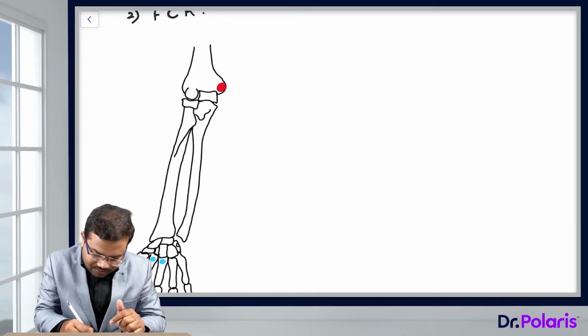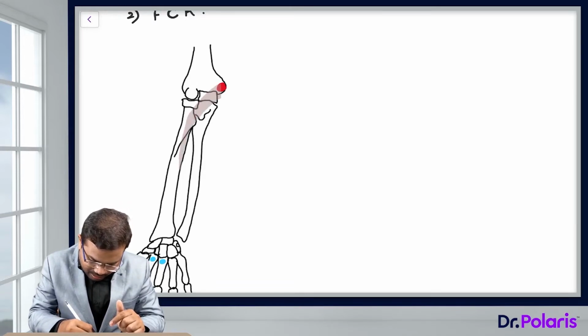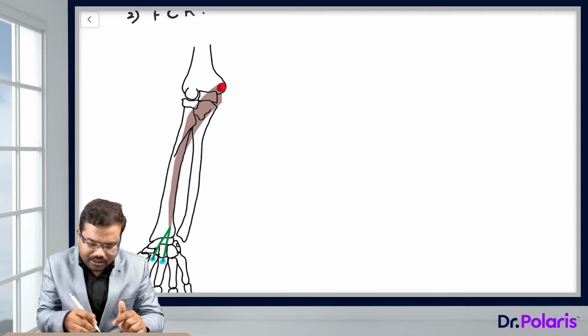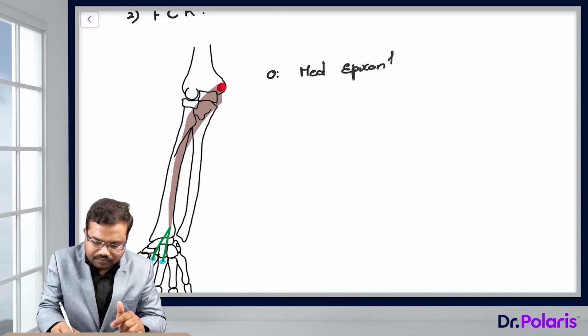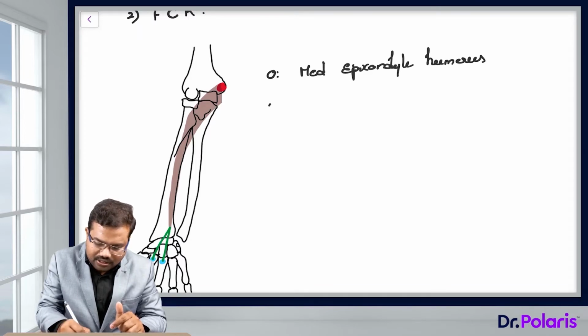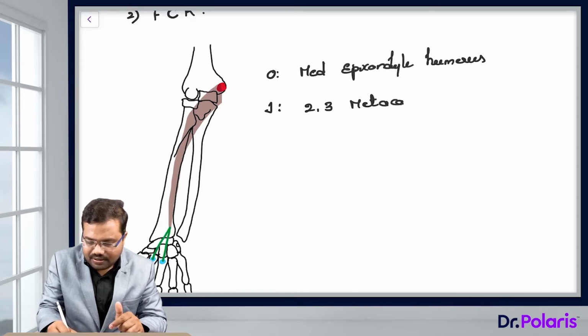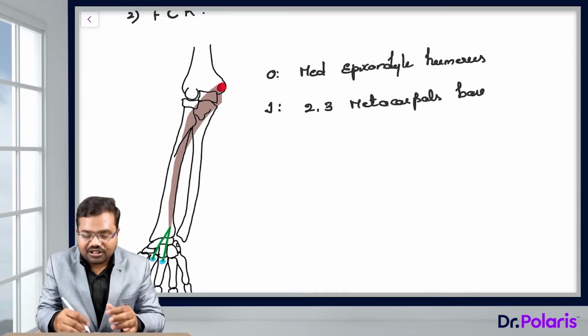So the muscle extension will be like this. It comes down all the way here and suddenly divides into two tendons. One tendon goes to the base of the second metacarpal, the other goes to the base of the third metacarpal. So origin, medial epicondyle of the humerus. What is the insertion? Second and third metacarpal bases. Please understand the difference, where exactly the insertions are going.